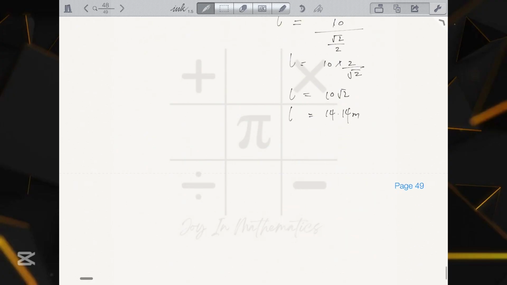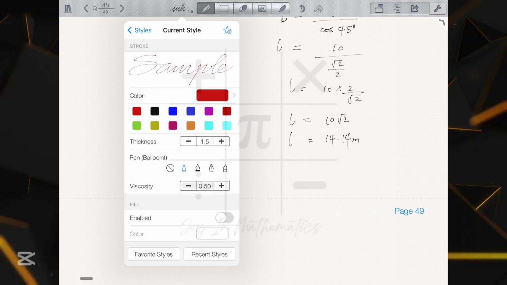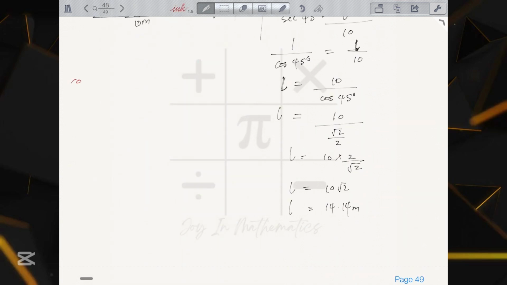So what have we learned so far? What we have learned so far is that cosec theta is equal to 1 over sine theta, sec theta is equal to 1 over cos theta, and cot theta is equal to 1 over tan theta.